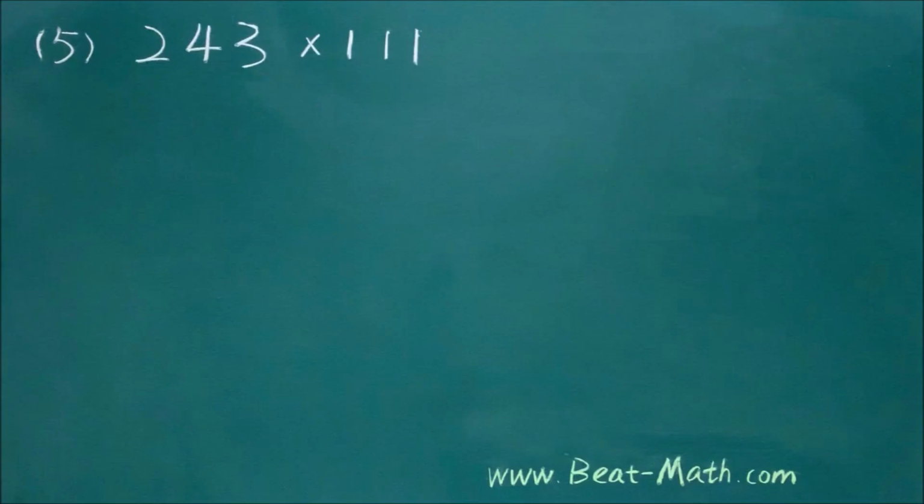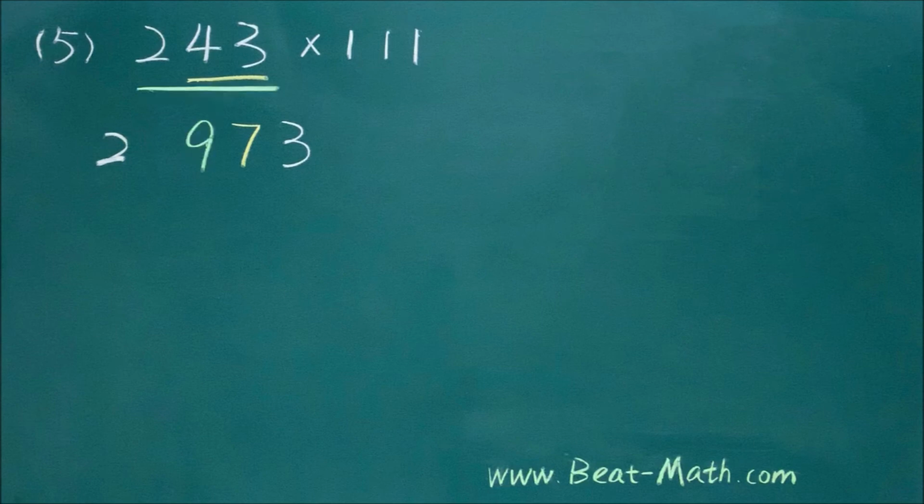243 times 111. As usual, we put 2 in the first position and 3 in the last position. 4 plus 3 equals 7. We put it next to 3. 2 plus 4 plus 3 equals 9. We put it next to 7. 2 plus 4 equals 6. We put it next to 9 and get the answer 26,973. It's easy, right?